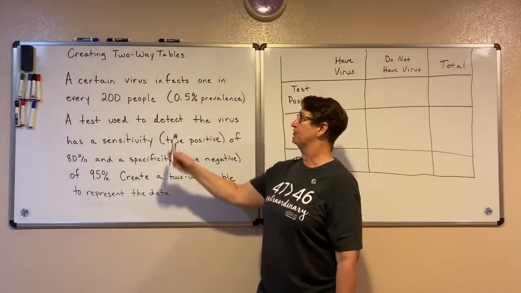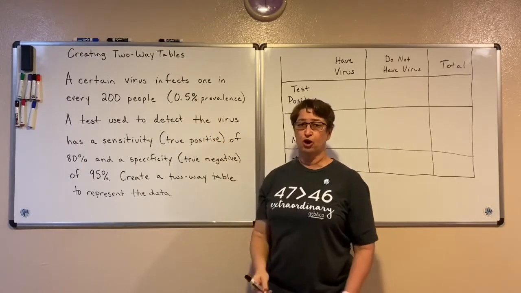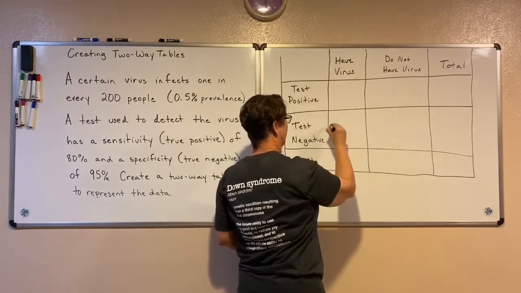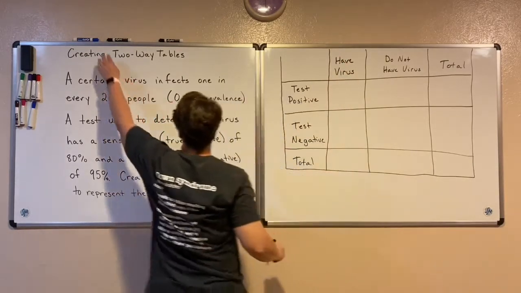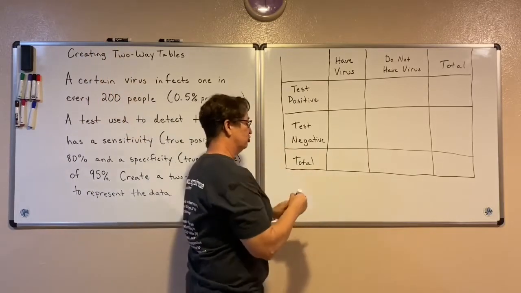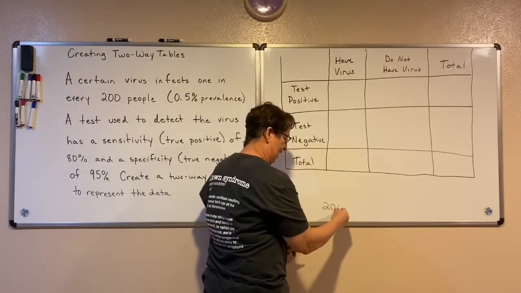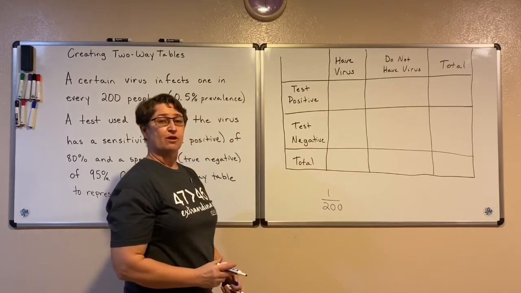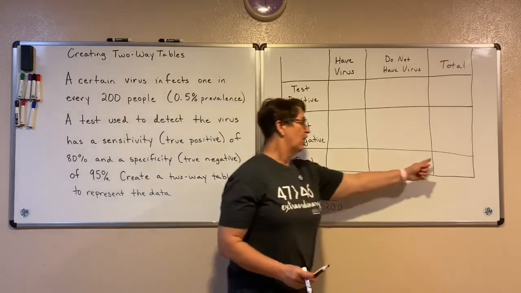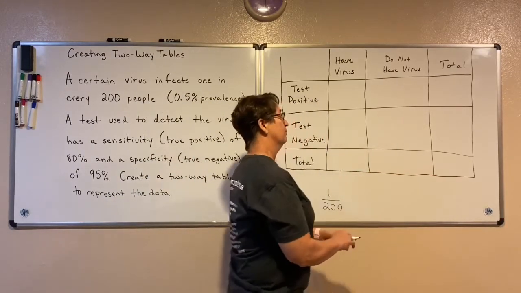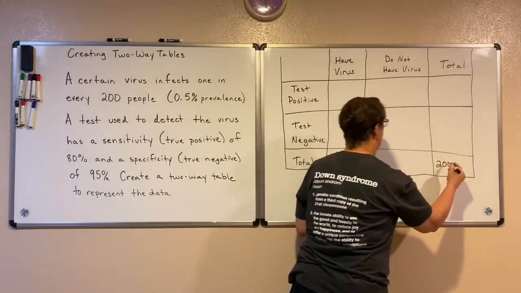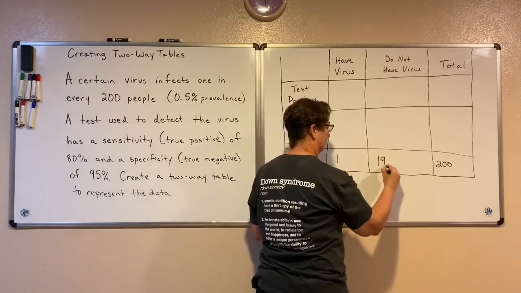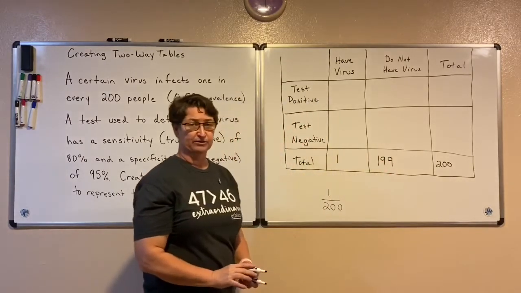First of all, I know that the virus infects 1 in every 200 people. So how many people have the virus? Well, it depends on my population. So if my population is a population of 200 people, if I have 200 people, then I know 1 of those people has the virus. So I could put 200 in my total, and 1 would have the virus. That means that 199 of those people would not have the virus.